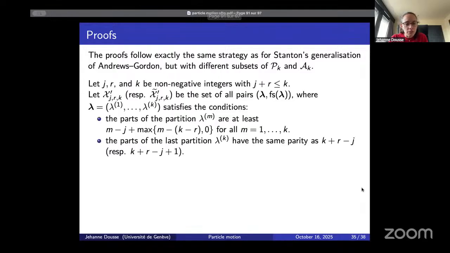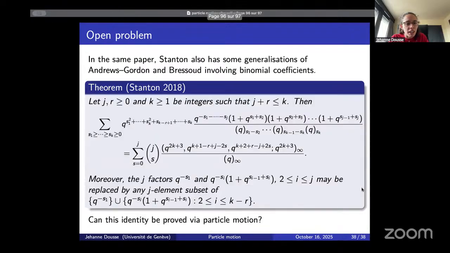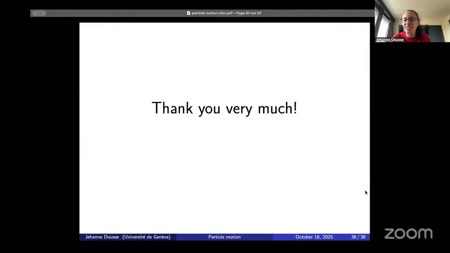Oh yeah, sorry, I think I can skip that. It's just, I was saying that it's the same idea basically. And yeah, just an open problem is that in the same paper of Stanton, he had another identity quite similar, but with a binomial coefficient here. Not q-binomial, but binomial. And this one we don't know how to prove using particle motion, but if someone in the audience is inspired and they have ideas, please let us know. And I will thank you very much for your attention.